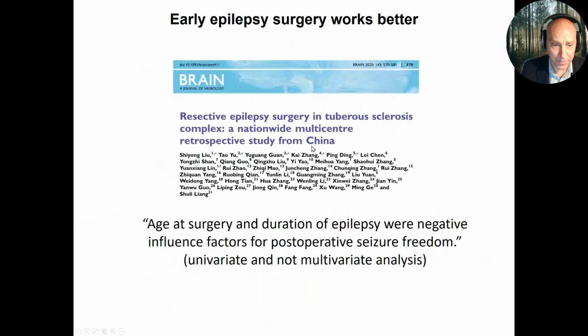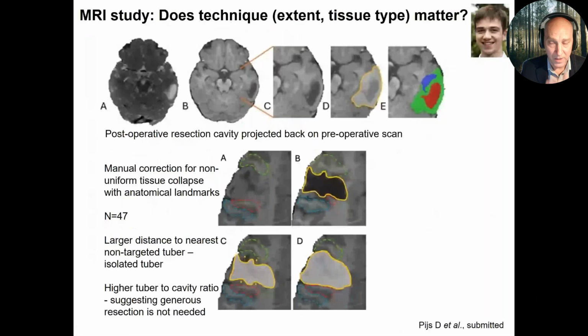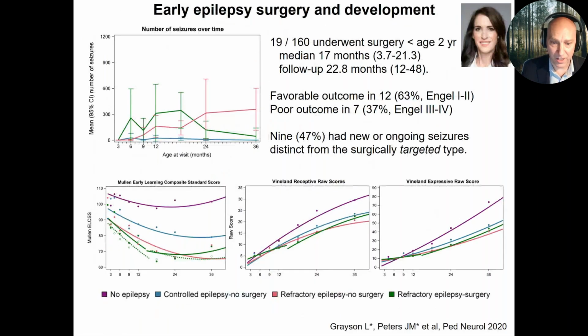I'll skip this stuff. I wanted to show you very briefly the developmental benefits of epilepsy surgery. Here's the same Mullen early learning scores that we saw in this group before. 20 out of the 160 patients underwent surgery before age 2 and therefore had follow-up by age 3 that was at least a year, and also had neuropsych testing. And their Mullen scores of early learning, when you track them at 3, 6, 9, 12, 24, and 36 months.